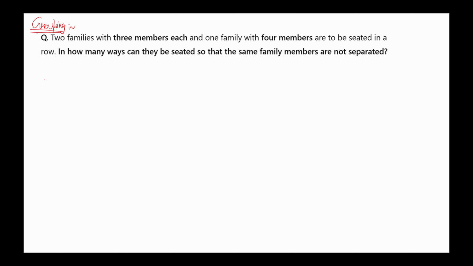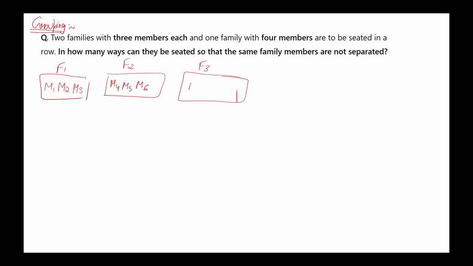So they've told us that there are 2 families with 3 members each. So let's say in this family I have 3 members, member 1, member 2 and member 3. This is my family 1. In my family 2, again there are 3 members, so let me say this is M4, M5, M6. And in my family 3, we have 4 members, M7, M8, M9, M10. So these are my 4 members. In how many ways can they be seated so that the same family members are not separated?